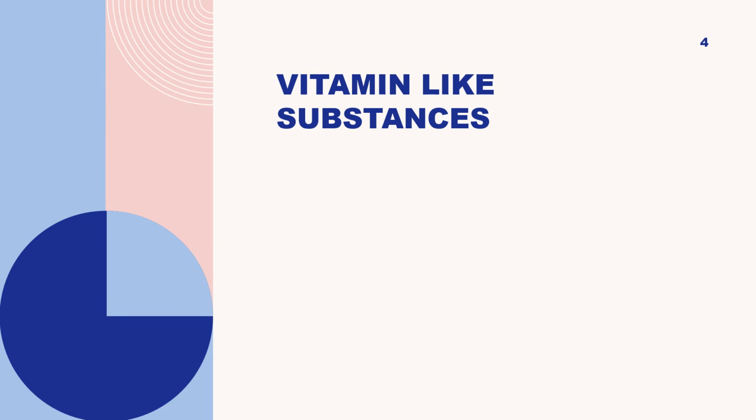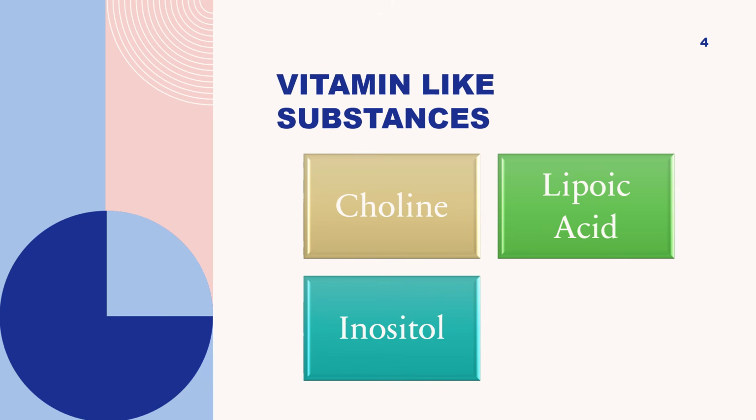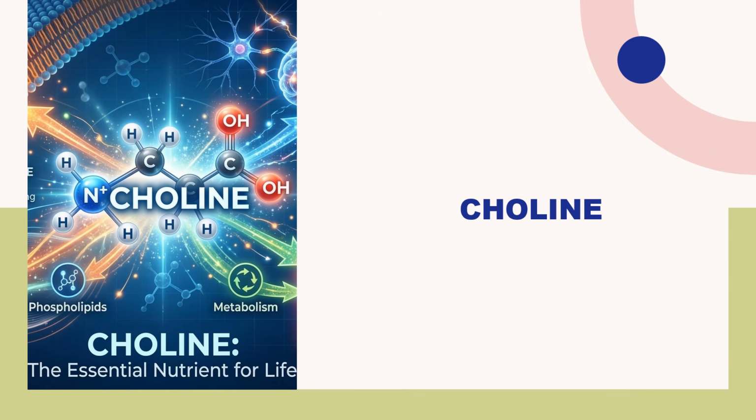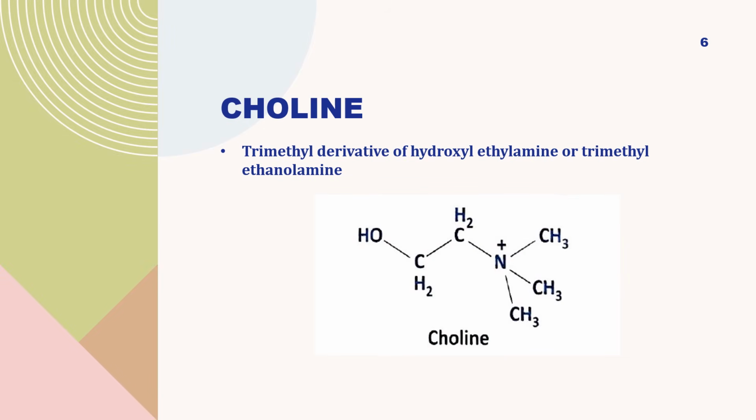So what are the vitamin-like substances which we are going to see today? First is choline, the other one is lipoic acid, the next is inositol and para-aminobenzoic acid. These four vitamin-like substances are going to be discussed in this video. First, coming to choline. It is a trimethyl derivative of hydroxyethylamine, or we can say trimethylethanolamine.